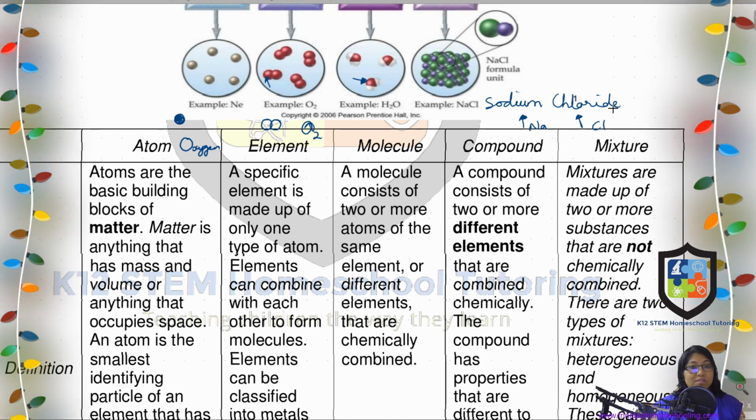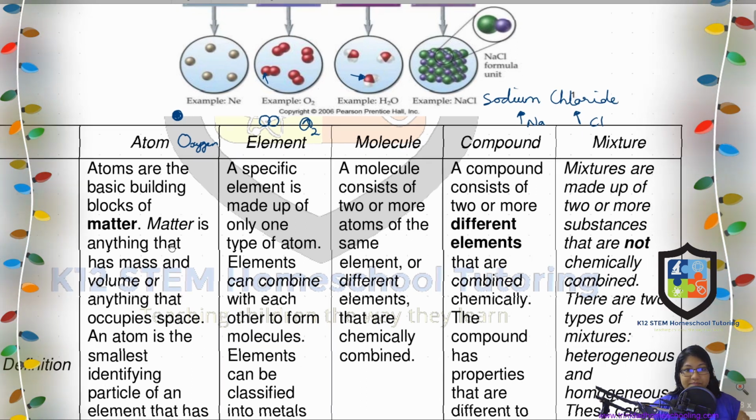We use chlorine to make things like bleach to wash clothes with or to clean surfaces with. Right? Now when sodium and chlorine are joined together chemically, they form sodium chloride, which is perfectly harmless. It is actually the salt we use to cook with. Okay, so this is what we mean by a compound.